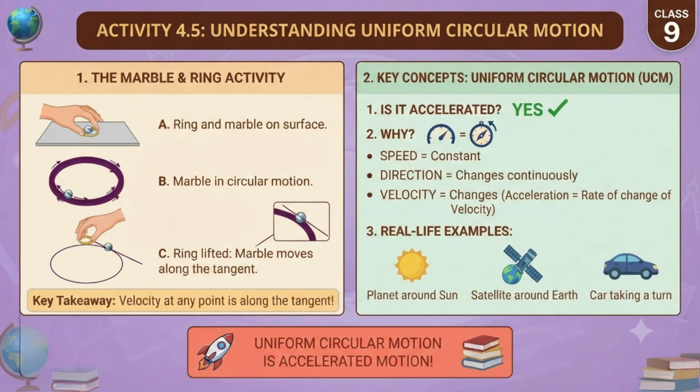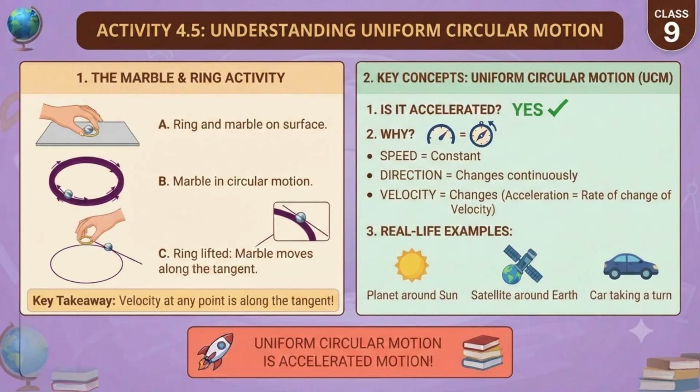This direction is called the tangent to the circle. A tangent is a straight line that touches a circle at only one point. At every point on a circular path, the velocity of the object is always directed along this tangent. In simple words, if an object moving in a circle is suddenly released, it will move along the tangent at the point where it is released.